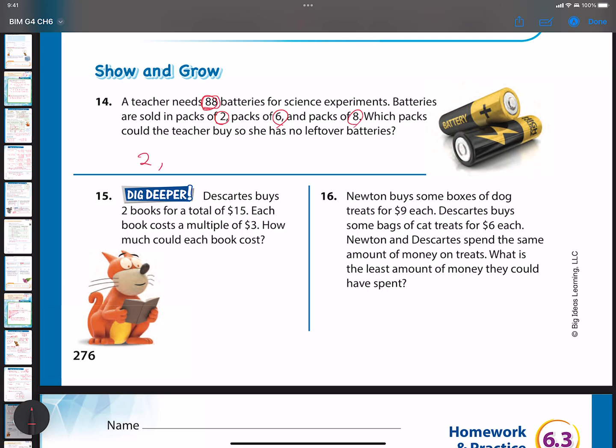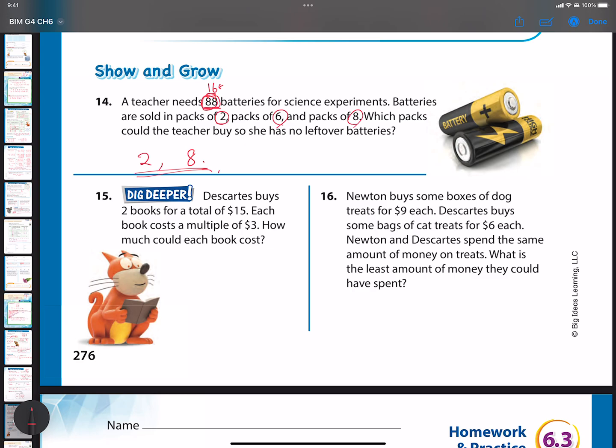What about 6? Yes, let's add these 2 numbers together, which is what? 16. And at least this is an even number. Okay, now let's check if the sum of the digits is a multiple of 3. No, 16 is not a multiple of 3. That means what? It's not divisible by 6. What about 8? Yes, we know 8 times 11 is what? 88. Okay, so packs of 2 or packs of 8 batteries. Okay, that's what you can get.